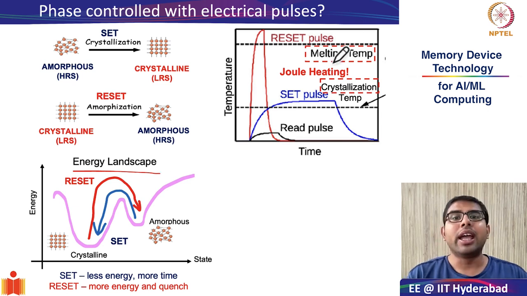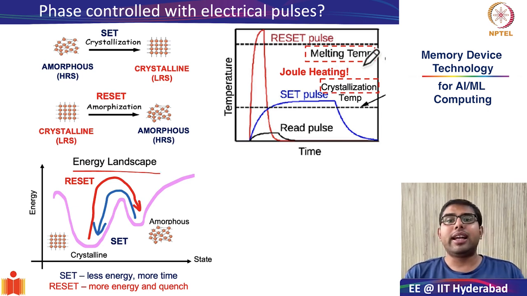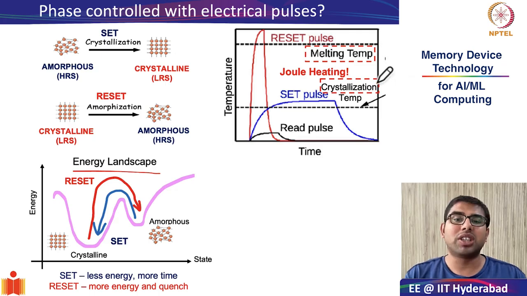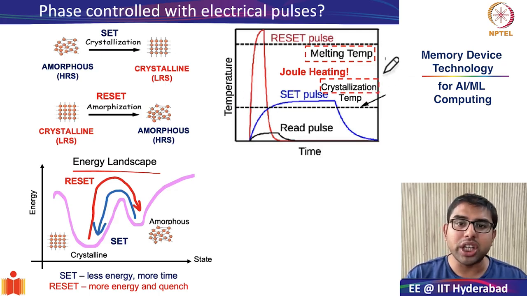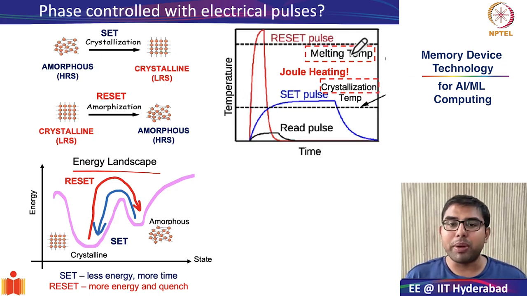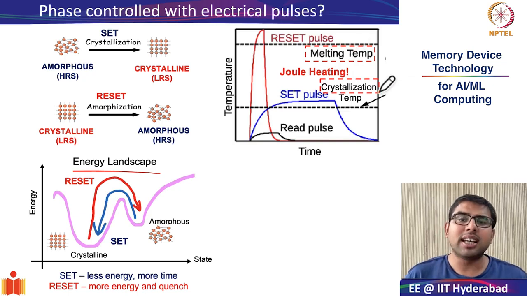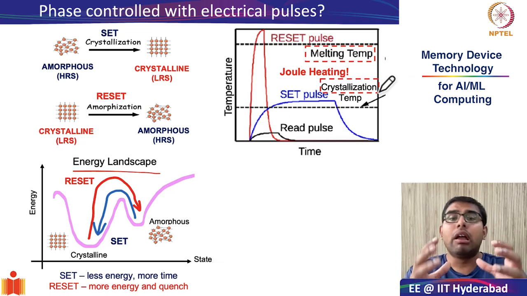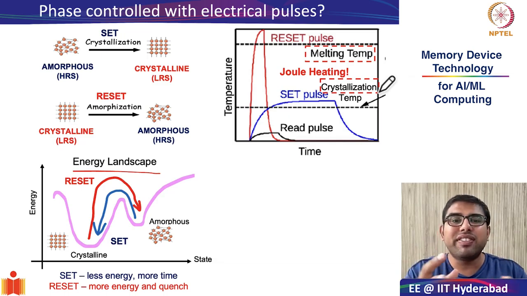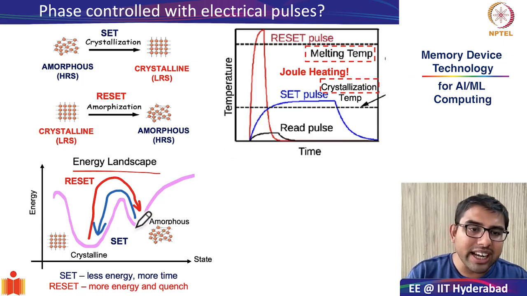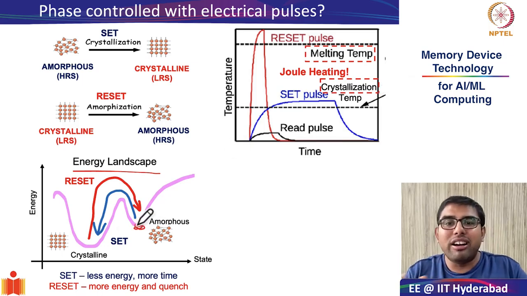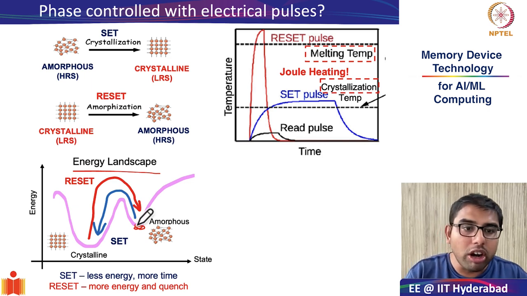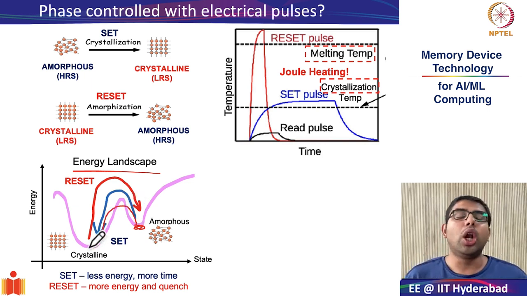So before we go and understand that, it is important to define two terms. One is called the crystallization temperature and another is the melting temperature. What is the crystallization temperature? Crystallization temperature is, suppose you are in the amorphous state, how little energy you need to give to these atoms so that they can wiggle around a little bit and reach their global minima, which is the crystalline state.